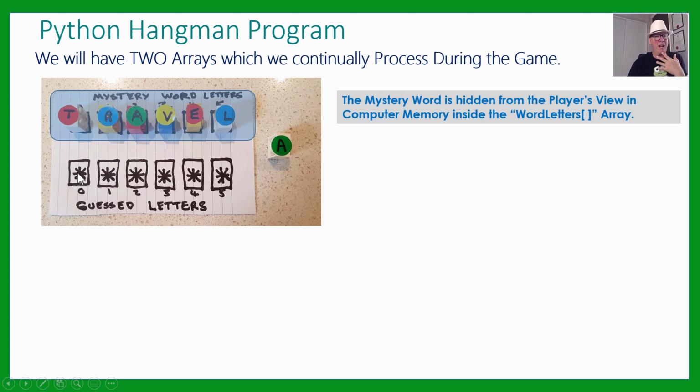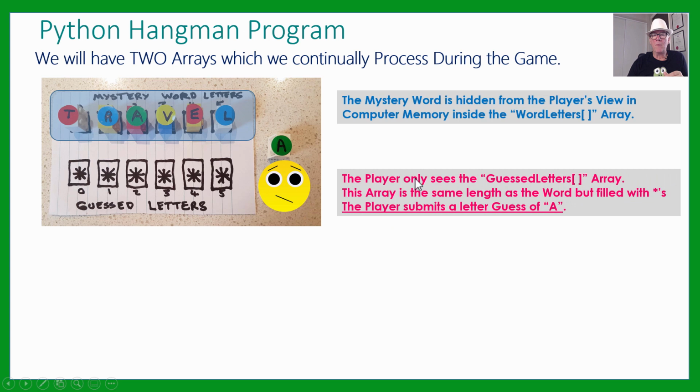Now we're going to have a separate second array called guessed letters. Now this word letters one is inside computer memory, so the player can't see what the mystery word is. Only the computer knows it. What the player's going to see is just 6 star symbols on their screen to tell them that it's a 6-letter word. So the player only sees the 6 stars on the screen, and you've got to make sure this array is the same length as the mystery word is.